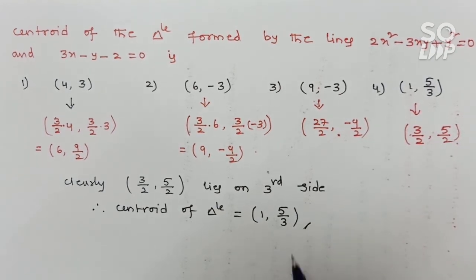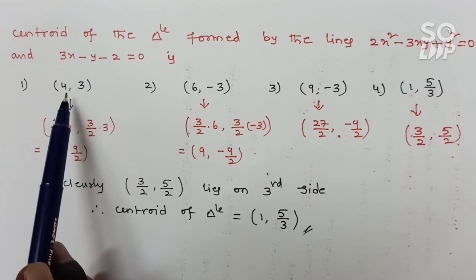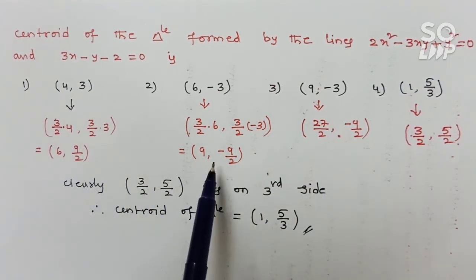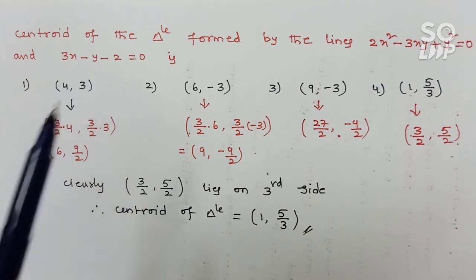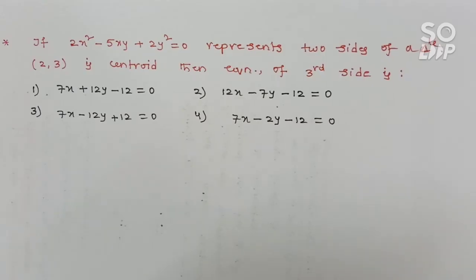So I hope everybody understands this concept. When the centroid is given, then we can find the midpoint of the third side. What is that formula? (3/2 x1, 3/2 y1). By applying that formula to all these options, we get the midpoints of the third side. Whichever point satisfies, the corresponding option is the centroid of the triangle, right? Now we'll see one more question. Okay, see this problem.